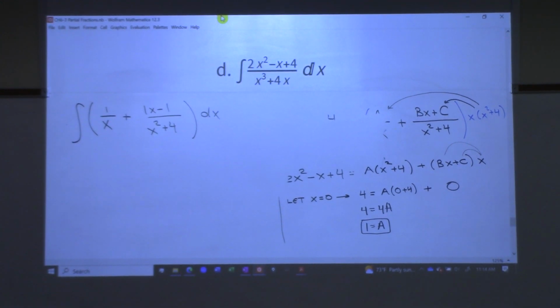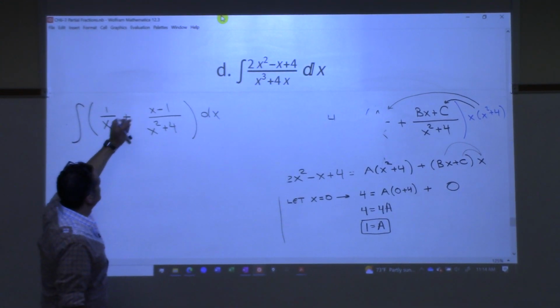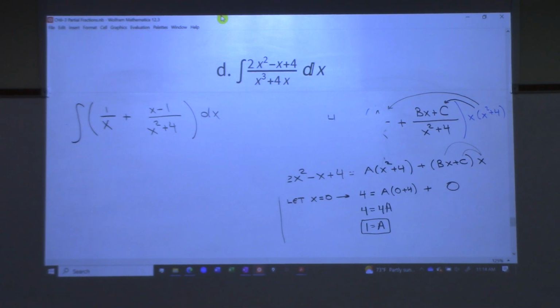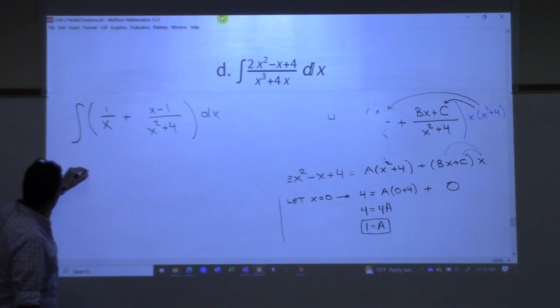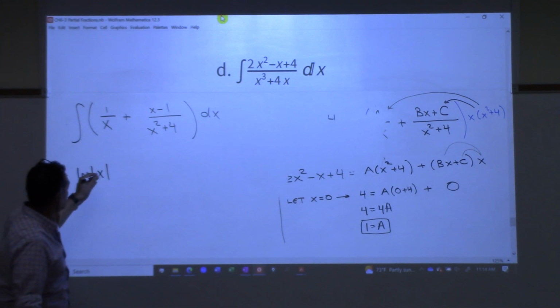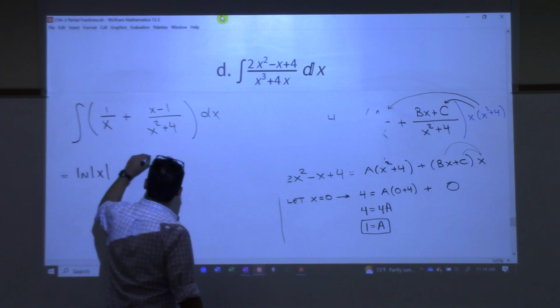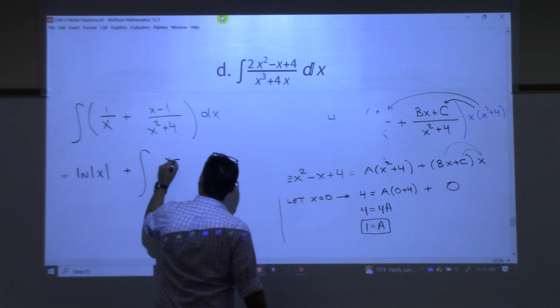And I look at those, and I don't like writing a 1 in front of x. So at least the first integral, I'm okay with this. This is just natural log. So I'm going to say natural log, absolute value of x. That's the answer to the first one. And then I split it up. Now I still have to do the antiderivative of this.